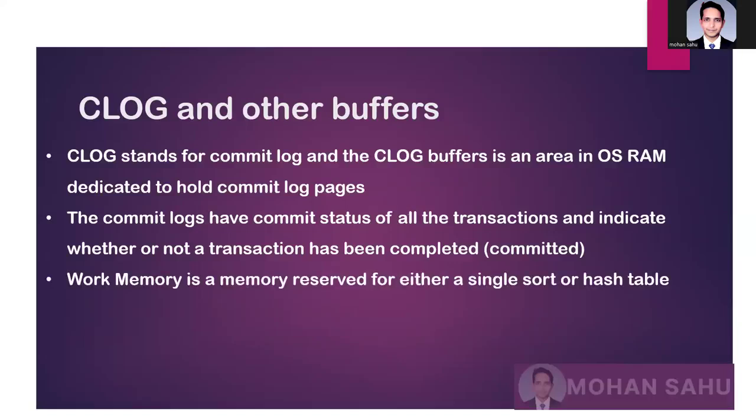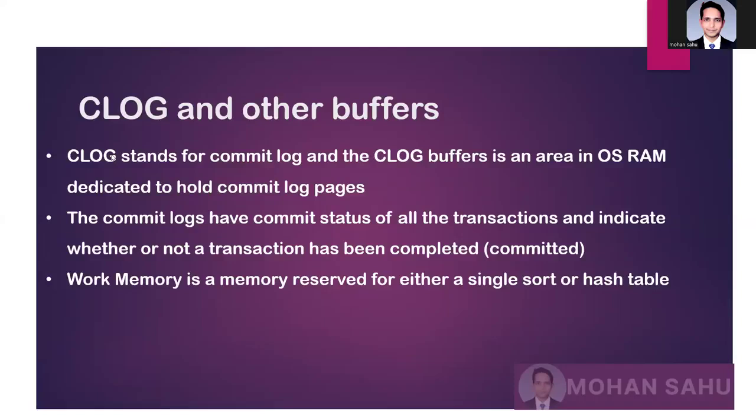And now we have the work memory. Work memory is a buffer, a memory reserved for either a single sort or a hash table. Basically this work_mem defines the amount of memory used for internal sort or hash operations, and the default value of work memory is 4 MB. For example, if we increase the work memory, it can improve the query performance. So consider we have a complex query where a lot of sorting and a lot of hashing is taking place.